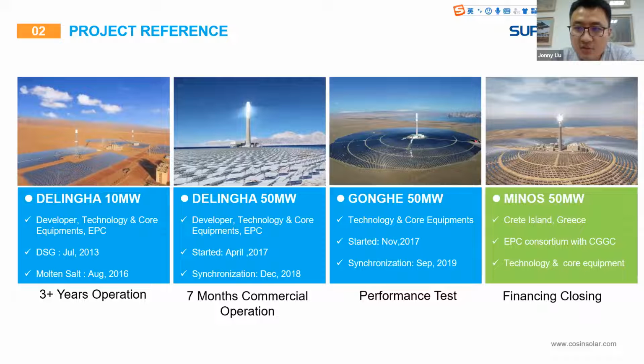The fourth one is called the Megalopolis 50 megawatt project. This project is in the process of financial closing. We are a member of the EPC together with a company called CGGC, a Chinese state-owned company. And this project is to be the first CSP in Greece, and it will use the technology and equipment from SUPCON Solar.